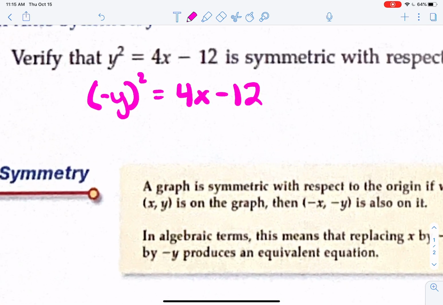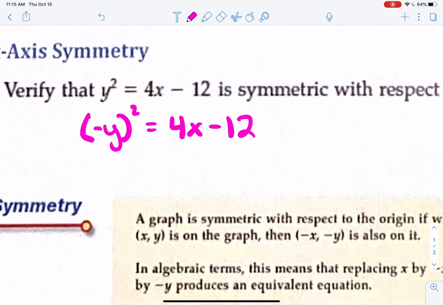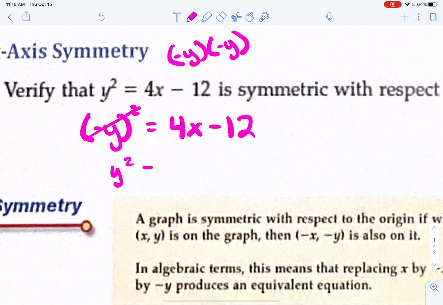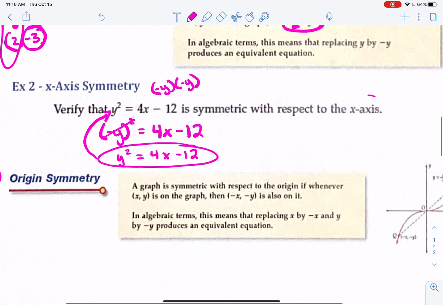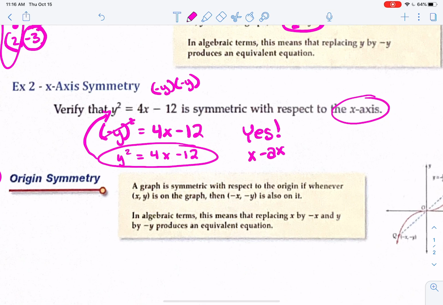And some of you can probably already identify what's going to happen here, because negative y squared, kind of like above, was negative y times negative y, and negative y times negative y is going to be a positive y squared. So this simplifies to y squared. And the rest of it just stayed the same because we didn't change the x. So this is what it simplifies to when everything is said and done, which is exactly the same as the original function. So what that tells me is, yes, it is symmetric with respect to the x-axis. It does have x-axis symmetry.